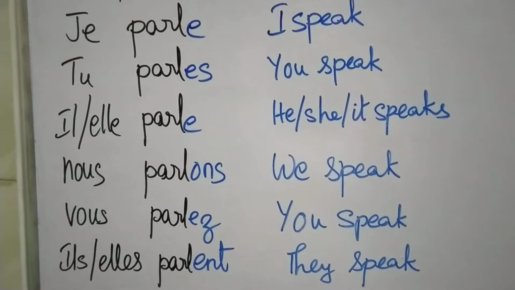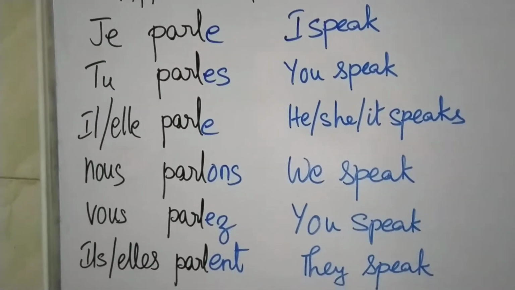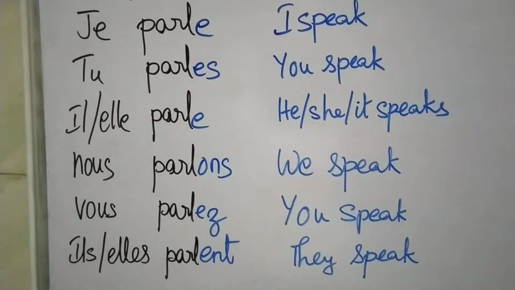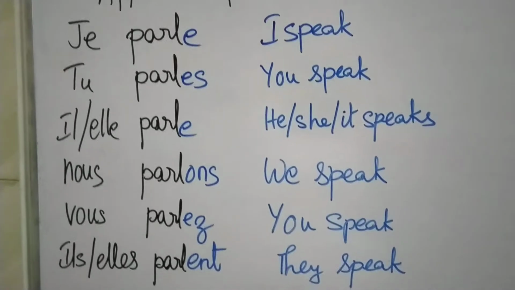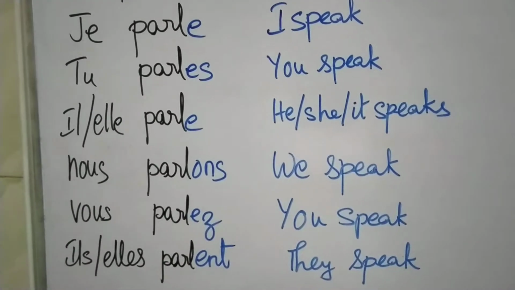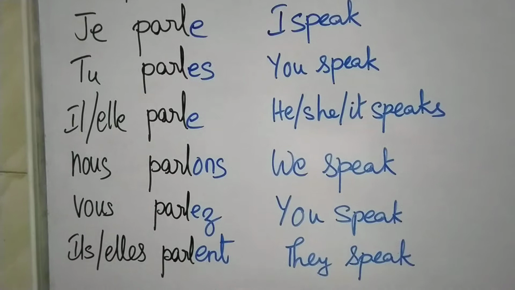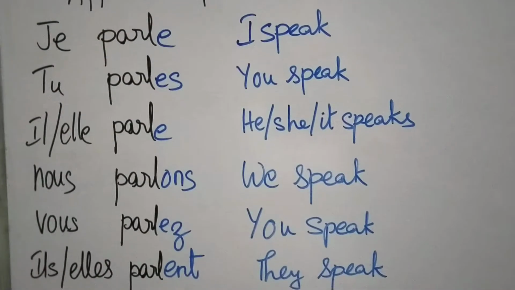Then I have written the stem of the verb in black, PARL, next to the subject pronoun. Now I have to start adding the endings which are in blue. So for je, the ending is E. For tu, the ending is ES. For il or elle, the ending is E. For nous, the ending is ONS. For vous, the ending is EZ. And for ils or elles, the ending is ENT.